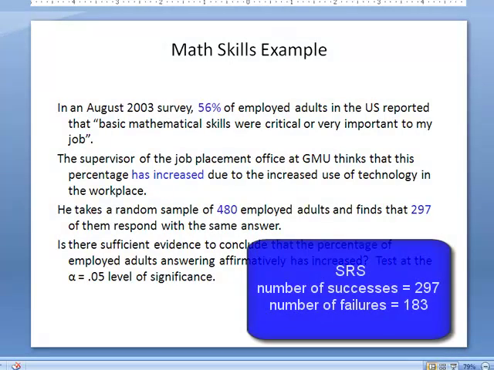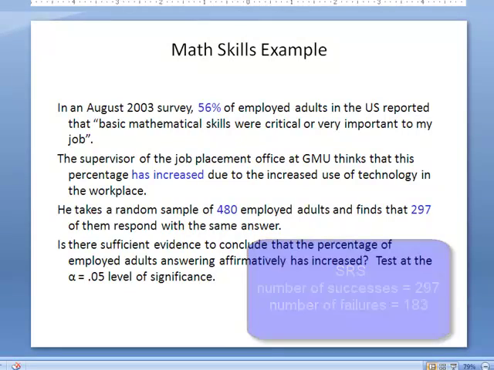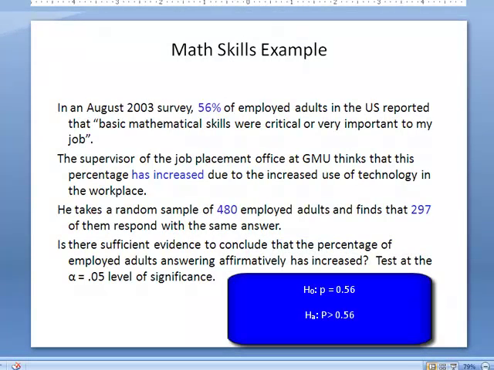Well, the first thing here is, are all the assumptions met? And they are. Our number of successes and failures are all greater than 15 for sure. So now we have to think about, what's my null and alternative? Well, the null is that we believe that 56% of employed adults in the U.S. reported basic math skills were critical or very important to their job. Now the alternative is the supervisor at the job placement office at GMU thinks it's increased. So it's a right-tailed test that P is greater than 0.56.